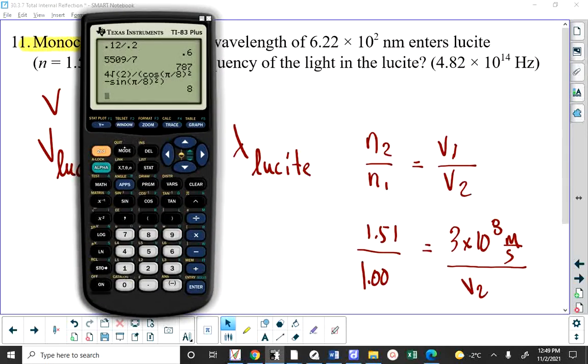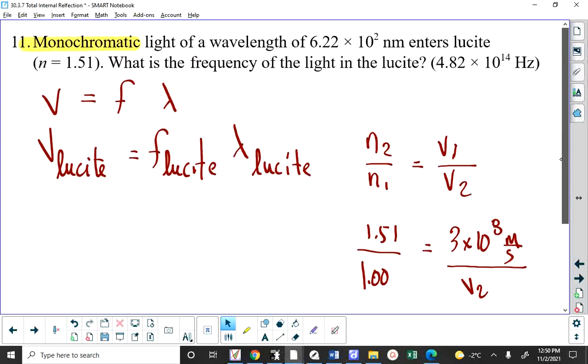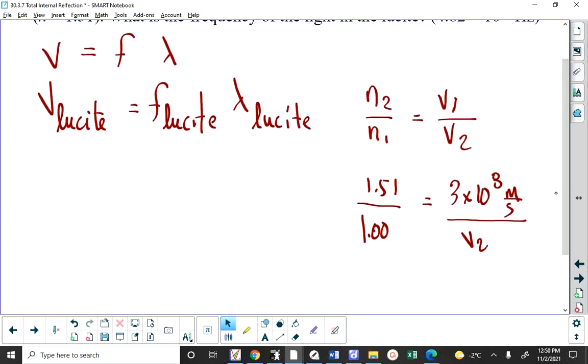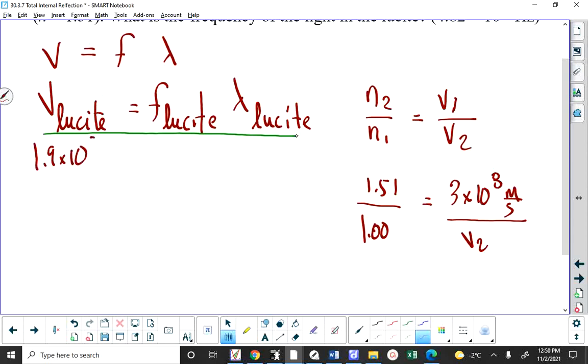So I'm simply going to take the speed of light in air and divide by 1.51. So this is, wow, really slow, like only 2/3 the speed of light in air. I'm going to store that as A. I'll just remember the speed of the light in the lucite is A. Now, if I want to find the wavelength of the light in the lucite, because this is my strategy here. This is my strategy. So I can even put in this number, 1.9 whatever times 10 to the 8 meters per second. I'm trying to find the frequency in the lucite.